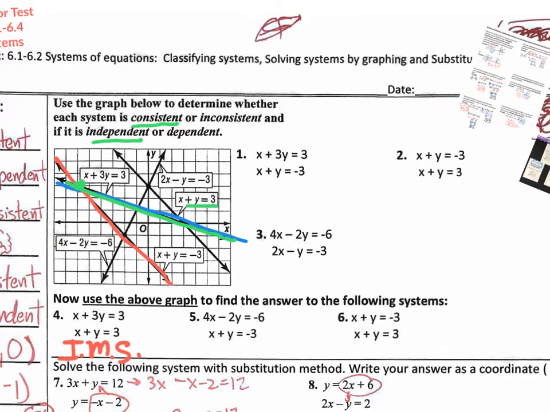Now, if they don't cross, that means no solution, right? If the lines land right on top of each other, it's infinitely many solutions. If they do cross at one point, all you have to do is find the location of that point, or maybe this point, or maybe this point, and that'll be the answer to the system.